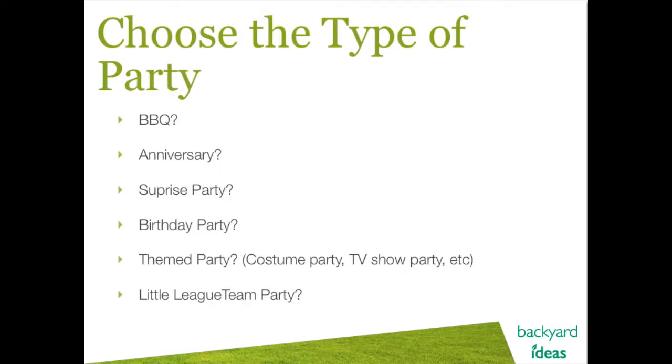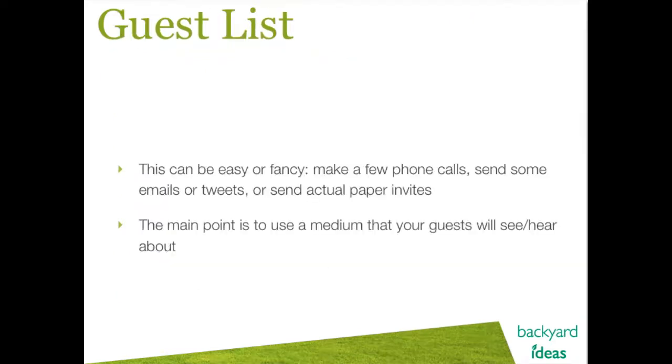Okay, now when you're going to plan a backyard party, there will usually be some occasion or some theme. So obviously the first step is just to identify what that is. That makes the whole planning process easier. It might be a barbecue, an anniversary, a surprise party, a regular birthday party. It might be a themed party based off you and your friend's favorite TV show, or just a costume party. It might even be a little league party for your kids and their baseball team. So it can be a lot of different things.